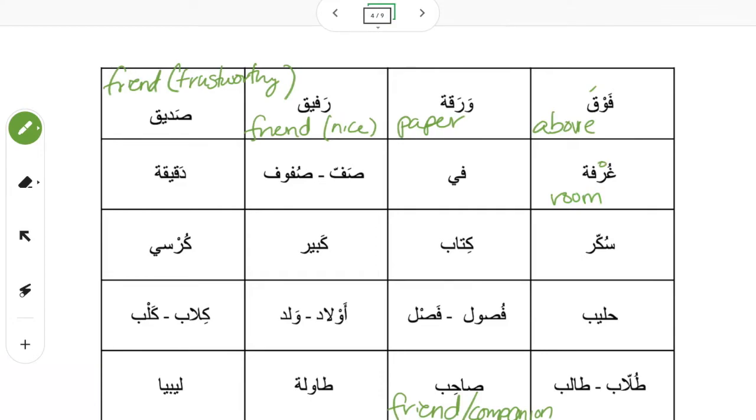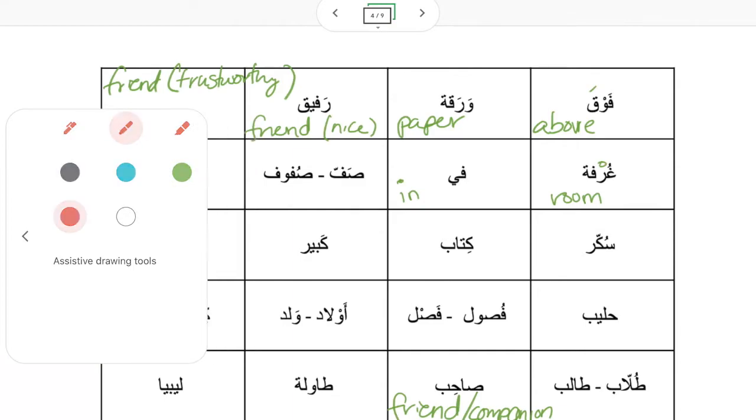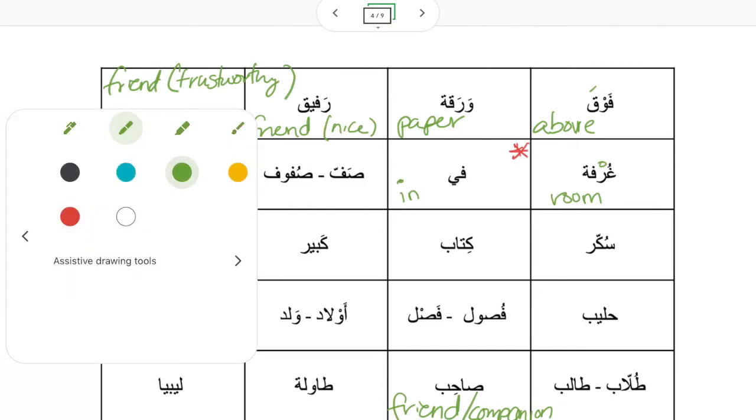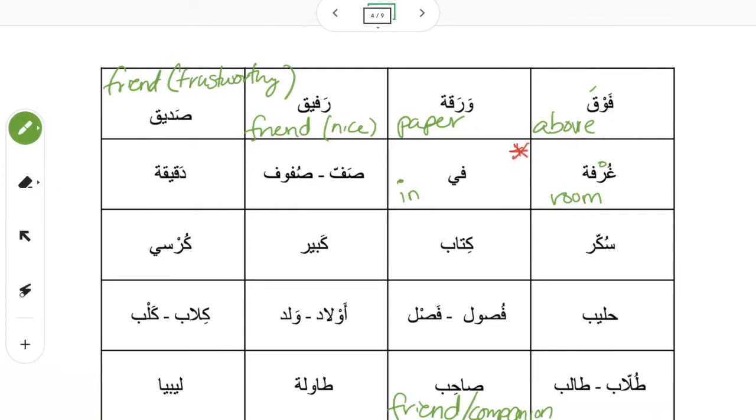غرفة, with the sukoon here, room. Fi, that was your first preposition that we did. I'm going to put that in red. It's a preposition. صف, صفوف, class. صفوف is the plural, so class. صفوف is classes. دقيقة, minute.